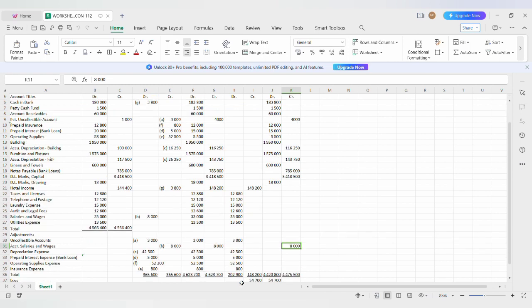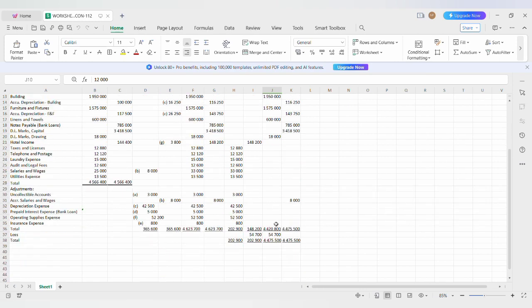Now, to get the total of each side, all you have to do is add all the figures on their respective sides, and as you can see here, the debit side's total is 4,420,800, while the credit's total is 4,475,500. You can clearly see the difference of the totals since the credit side is much more than the debit side.